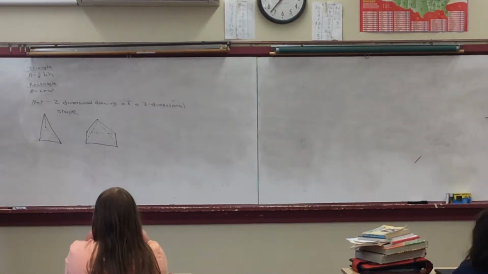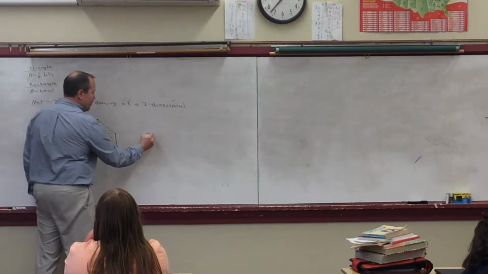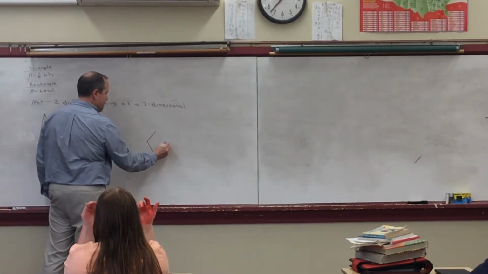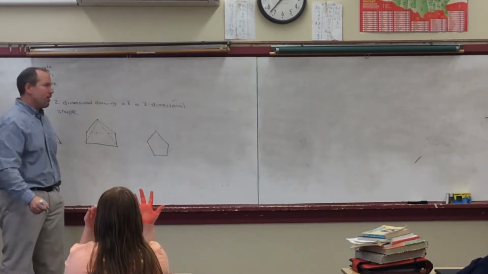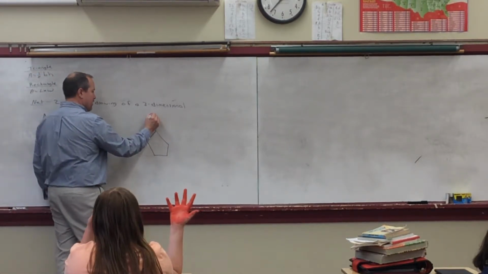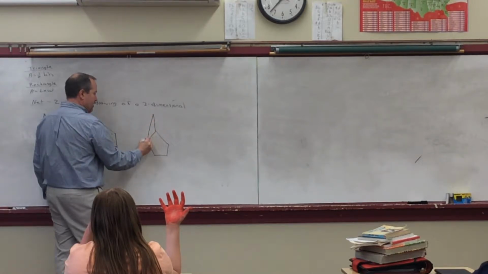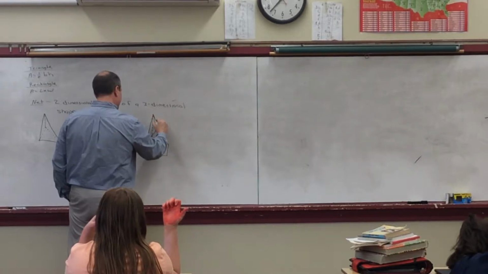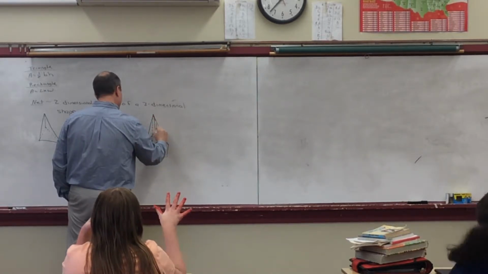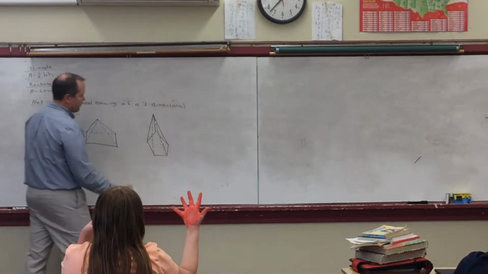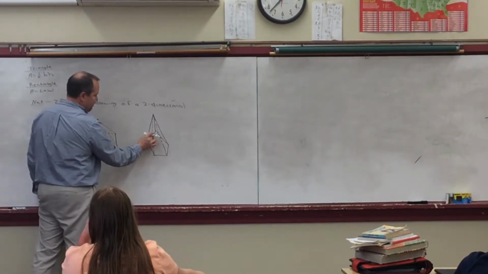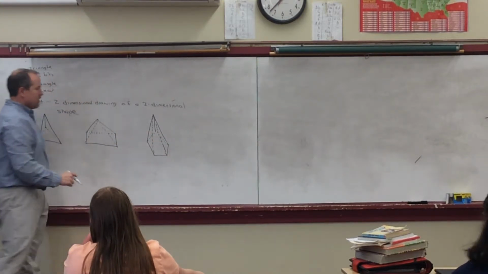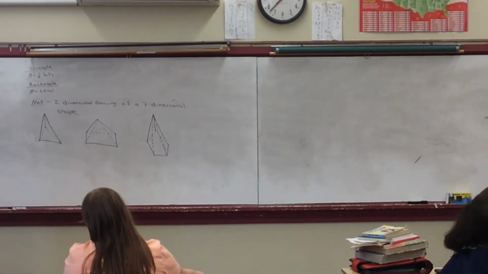If you wanted to, we could make a pentagonal pyramid. We're going to draw a pentagon. And guess what we're going to do? We're going to put a dot up here. We're going to connect that dot to all the corners of the pentagon. And by the magic of dry erase markers, there I have my pentagonal pyramid.